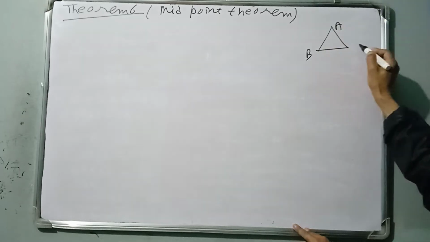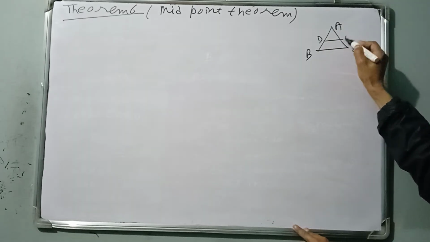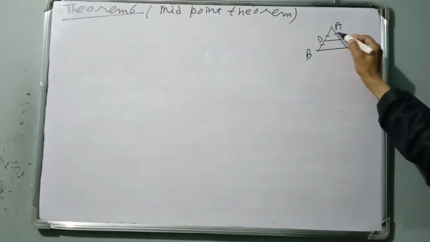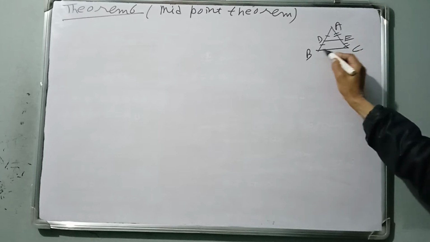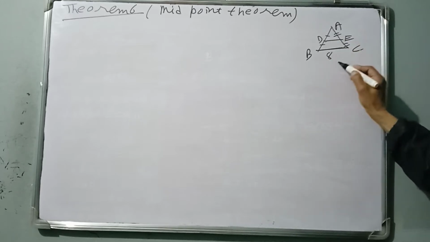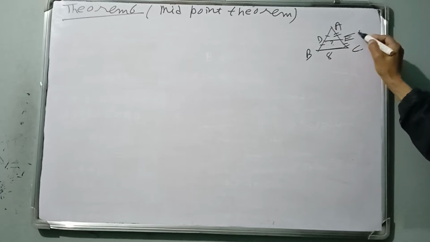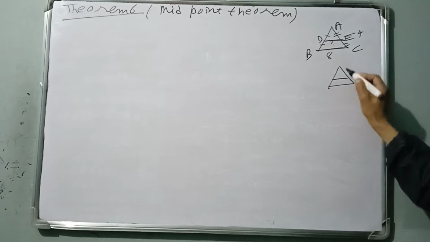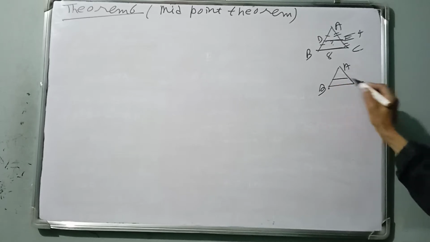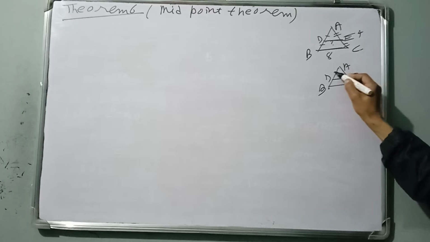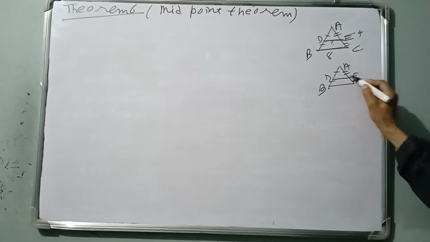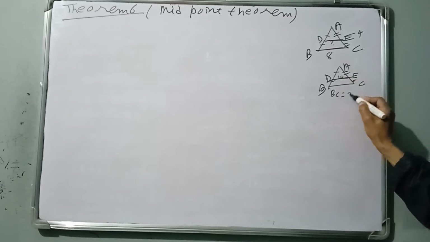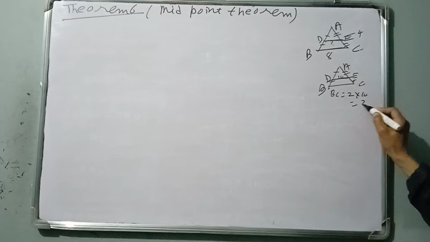If ABC is a triangle, D is the midpoint of AB and E is the midpoint of AC, if BC equals, suppose, 8 centimeters, then DE must be 4. DE must be half of BC. And another: AD equals BD, AE equals EC. Suppose DE equals 10. If DE equals 10, BC must be 2 times 10, 20.